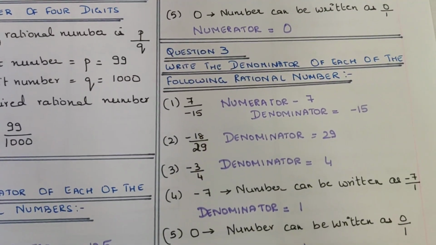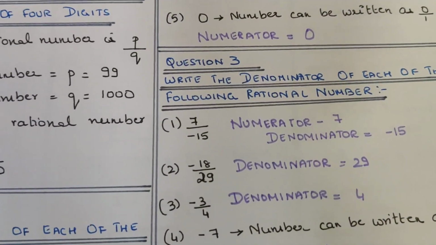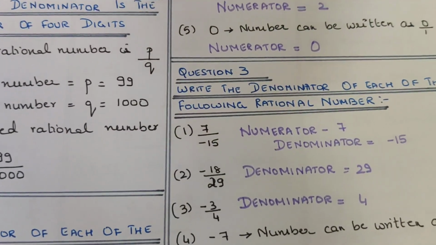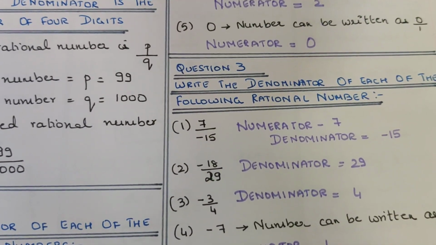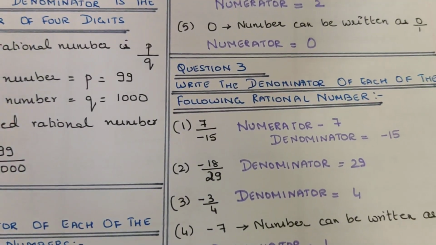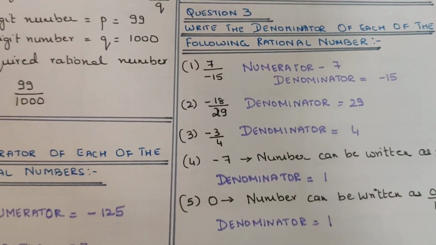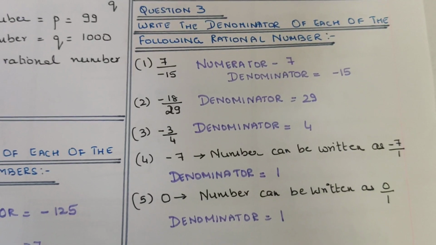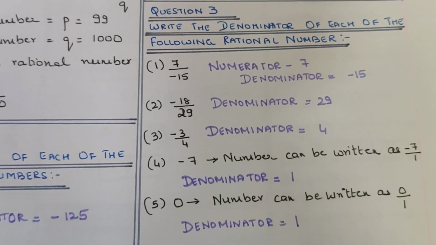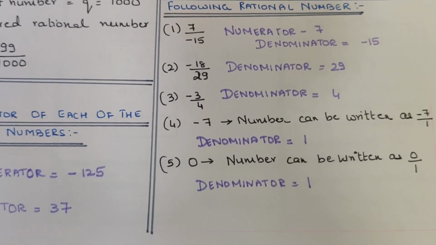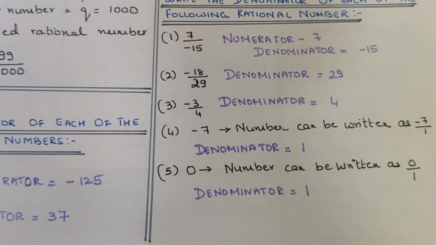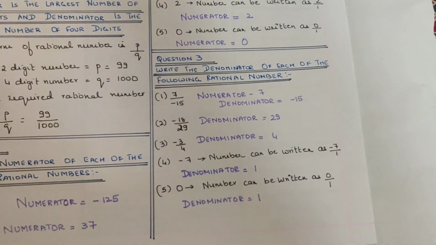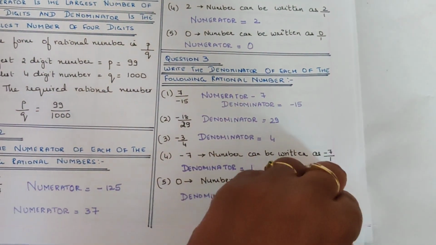They are asking you to find the denominator of the following rational numbers. 7 by minus 15, the denominator is minus 15. Minus 18 by 29, the denominator is 29. Minus 3 by 4, the denominator is 4. Minus 7, this can be written as minus 7 by 1. So here the denominator is 1. Again they've given a 0. The number can be written as 0 by 1 and the denominator is 1. Isn't it easy? We have finished first 3 questions. Let's move on to the next question.